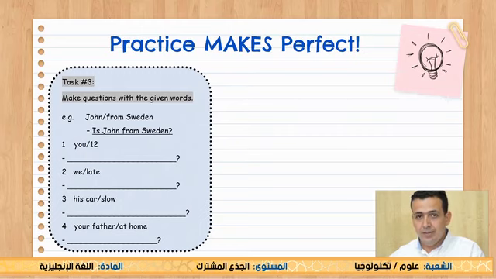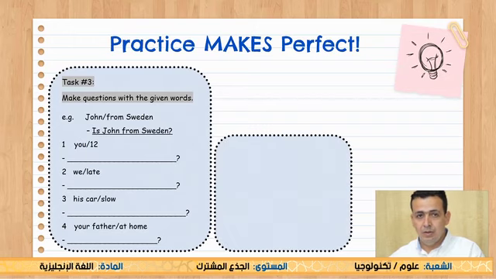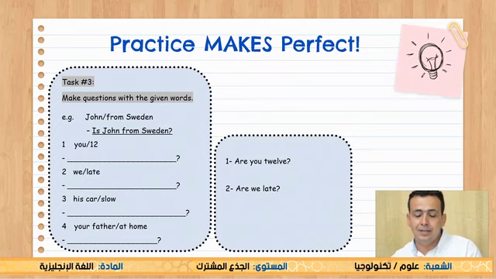So let's correct the first one. You 12. Are you 12? This is a question. Are we late? We takes is or are. Yes, are. But we need to reverse it. It becomes, yes, are we late? This is another question. Now, what about his car? It's not my car, but his car. It means it. This is not a person. So, it. And you need to reverse the verb with his car. Is his car slow? Very good indeed.